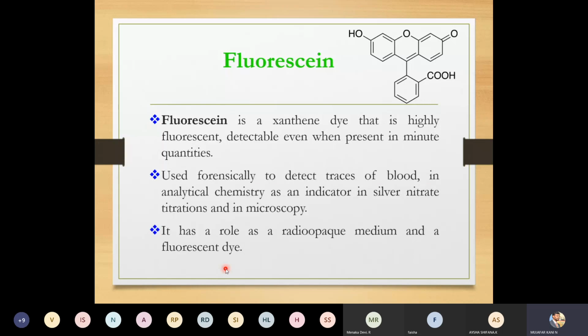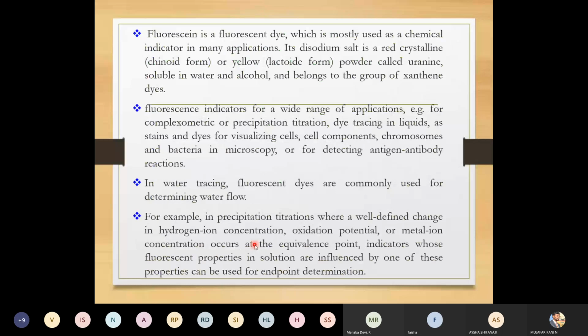Then another important indicator is fluorescein. It is a structural part of a fluorescent. Fluorescein is a xanthene dye that is highly fluorescent, detectable even when present in minute quantities. It is used forensically to detect traces of blood, in analytical chemistry as an indicator in silver nitrate titration, and it is also used at the microscopy level. It has a role as a radiopaque medium and a fluorescent dye.